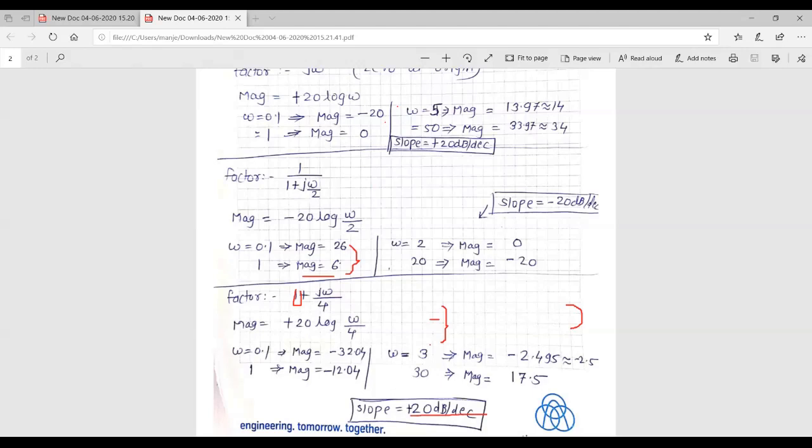So the conclusion is, if the factor is in the numerator, the slope contribution per decade, please do not forget that per decade, because our reference is the magnitude change in one decade. That is why the slope contribution per decade for a factor in the numerator is plus 20 dB per decade, and for a factor in the denominator minus 20 dB per decade. Okay, now let us go back to our original problem.